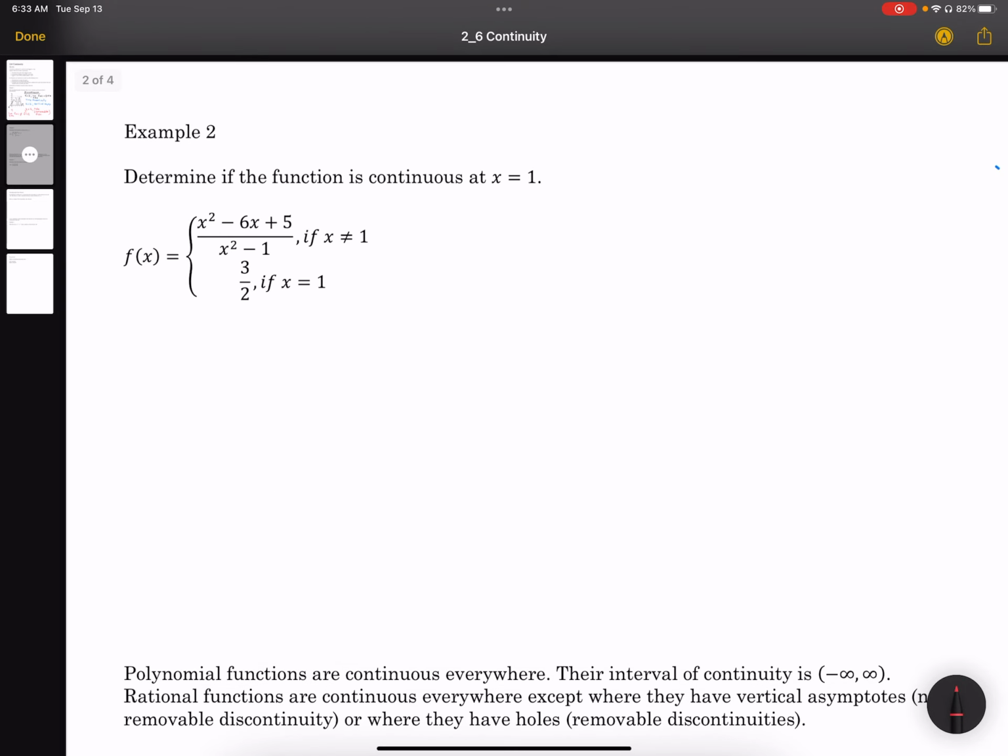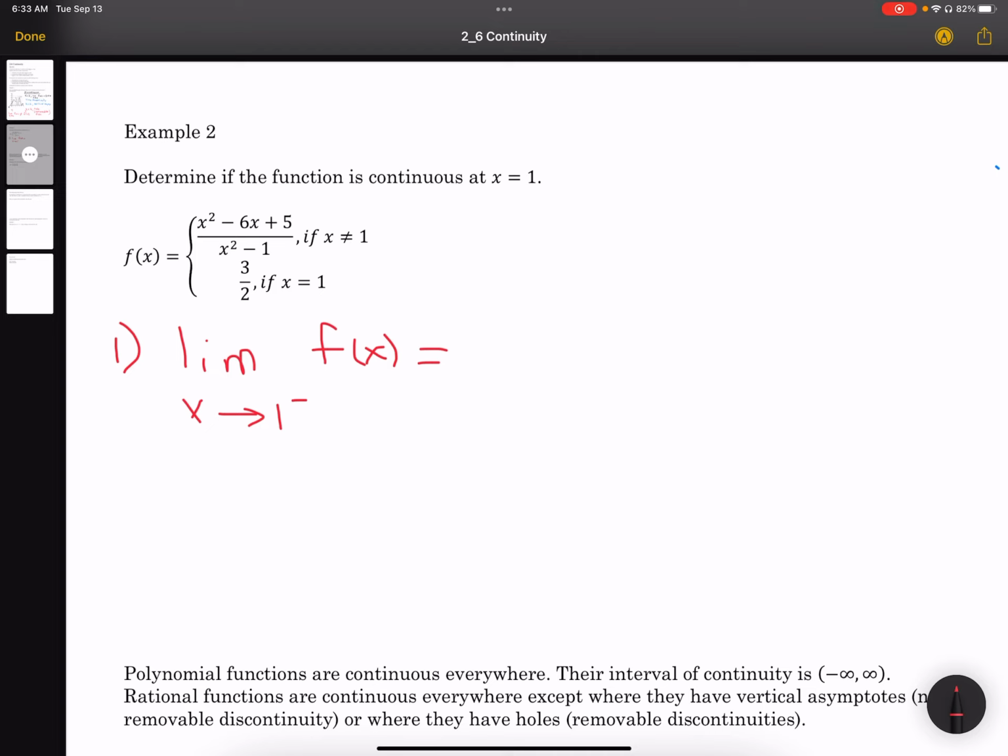So for our second example, we want to determine if the function is continuous at x equals 1. So again, our criteria are, one, that the limit exists. The easiest way to evaluate the limit is to substitute in the value. So let's see. The limit as x approaches 1 from the left for f of x. If x is less than 1, x is not equal to 1, so that means we can use the top part of the piecewise function.